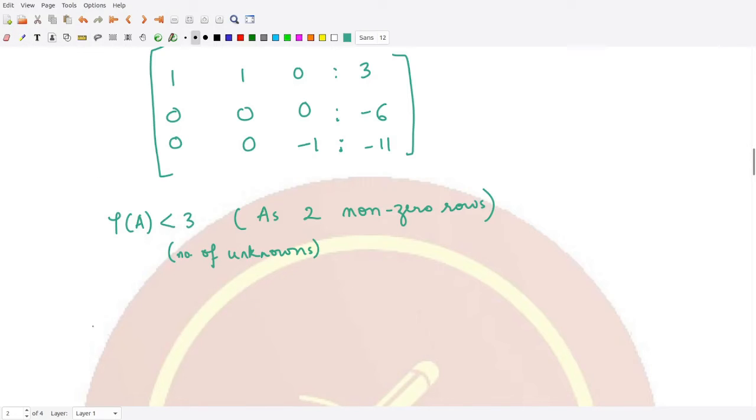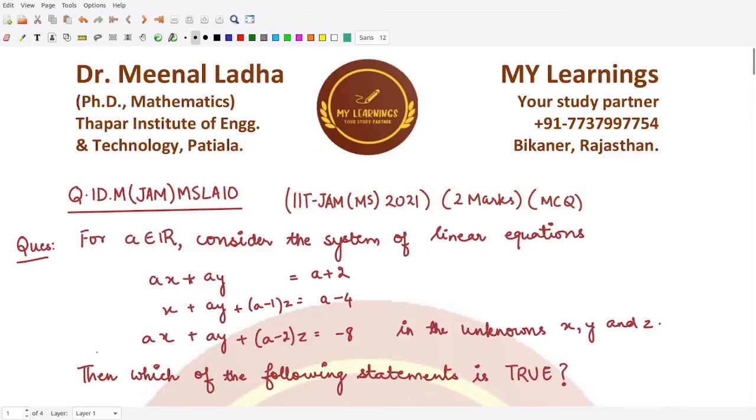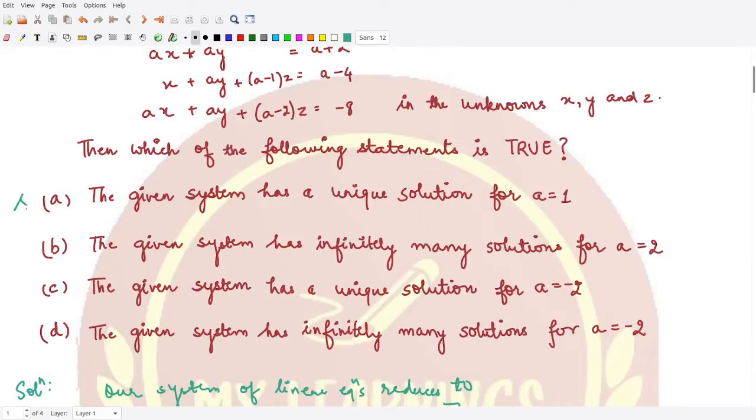You know already the result, that for unique solution we require the rank of A to be equal to the rank of A augmented B, and both of them should be equal to 3. But in this case this thing is less than 3, so we do not have a unique solution. So in this case no unique solution is there. So that means option number A is incorrect here, right?